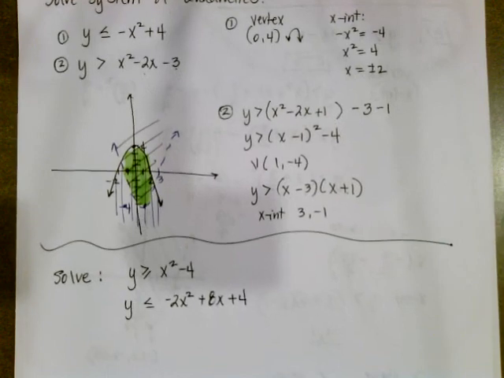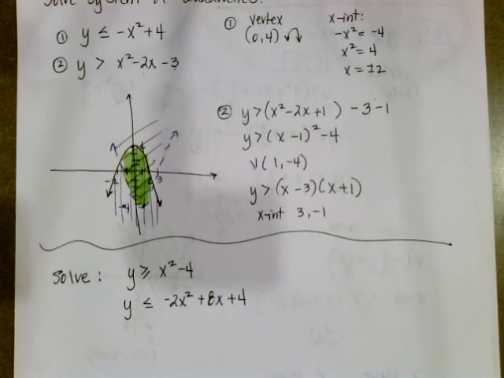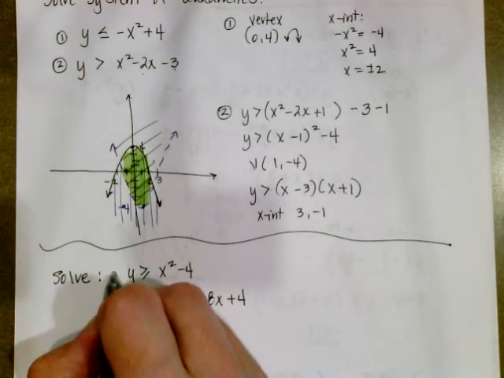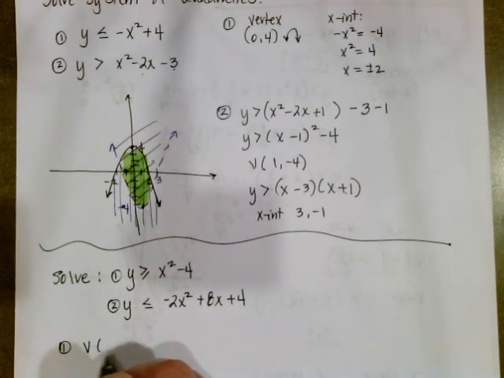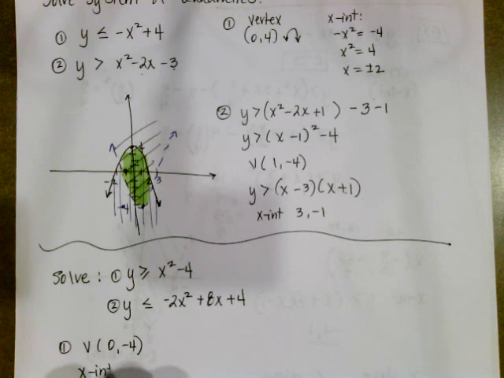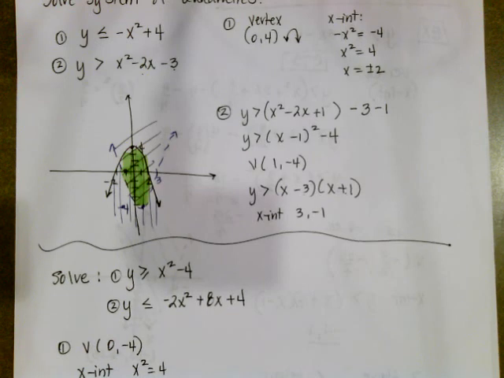Okay, and this one I'm going to do by hand. All right, so I'm going to number my equations so you know which one I'm talking about. So here's the first one. The vertex is going to be at 0, negative 4. I'm going to find my x-intercepts, and it's going to be x squared is equal to 4, so x is plus or minus 2 again.